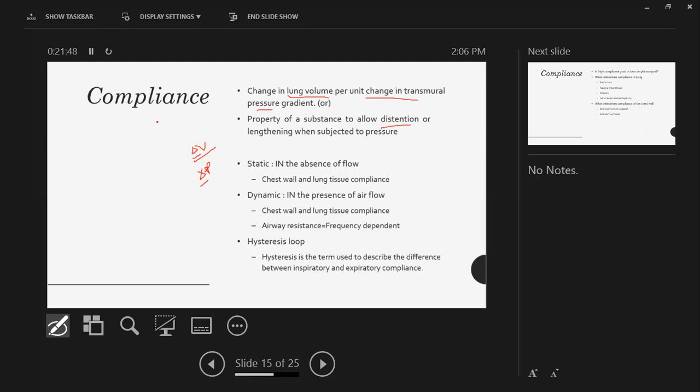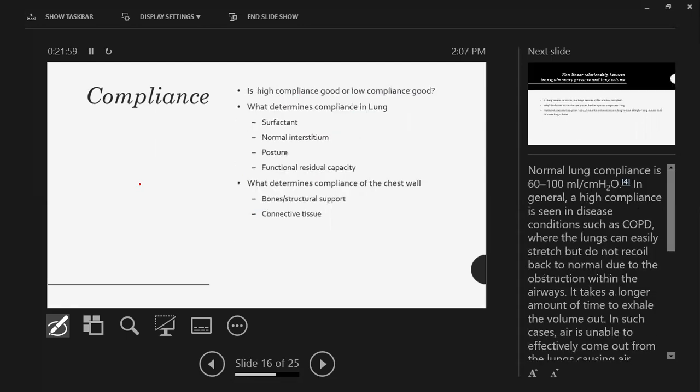Compliance is of multiple types: there is a static compliance and a dynamic compliance. Let us see this in a simpler way. We'll see what determines the compliance and then come back to this. What determines the compliance of the lung is, most importantly, surfactant, because that is what keeps the lung open, along with normal interstitium, posture of the patient, and functional residual capacity. Let us see pathological conditions so you'll be able to understand the physiology better.